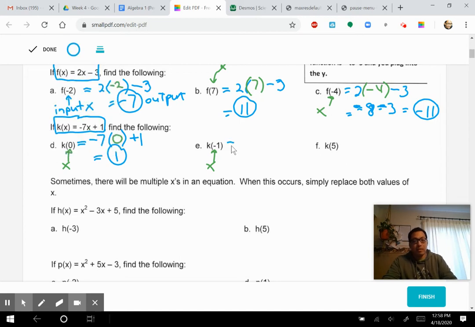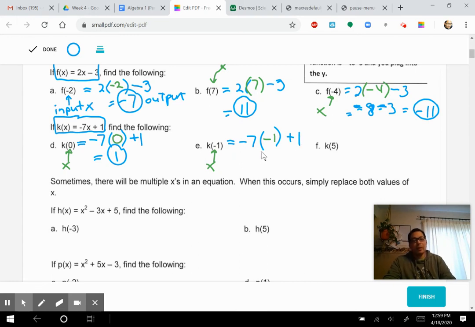So we're going to plug that in where we see x here. So -7 times x is -1 plus 1.